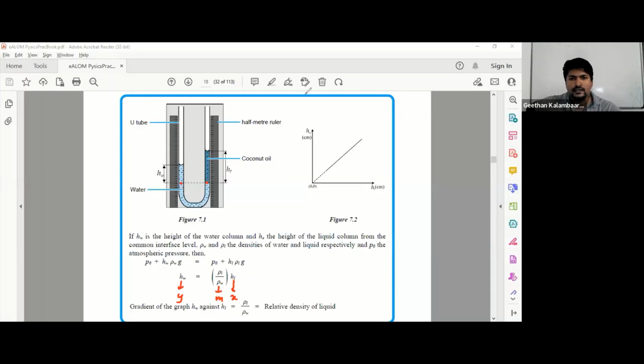Once you get a sufficient number of readings, you mark them on your graph and then draw the line of best fit. When you draw the line of best fit, you can get the gradient, the m value. The gradient will give the relative density of the coconut oil. That is how we find the relative density of coconut oil using this experiment.